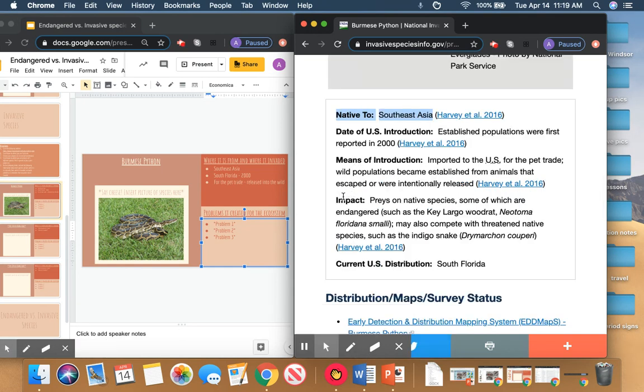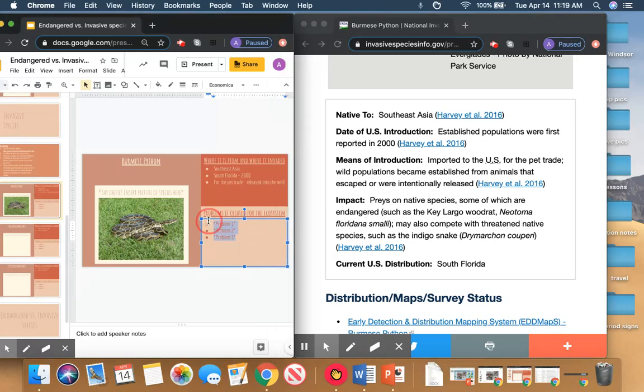If we look at where it says underneath means of introduction, we have impact. Impact means the problems that it created. So we can see that it preys on native species. Some of the native species that it preys on are endangered. So that means a species that is already low in numbers is now being preyed on. So that's the first thing that I'm going to write. Preys on endangered native species.